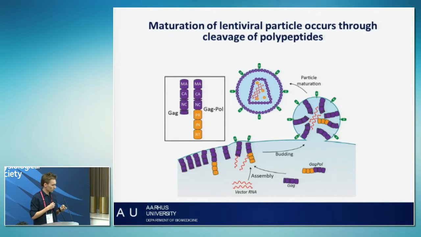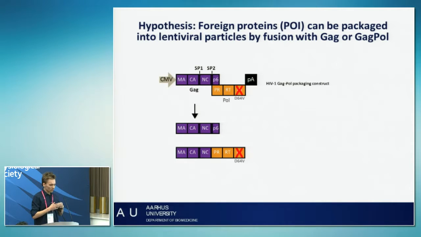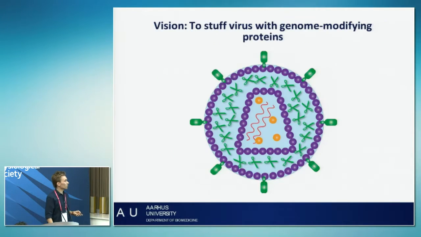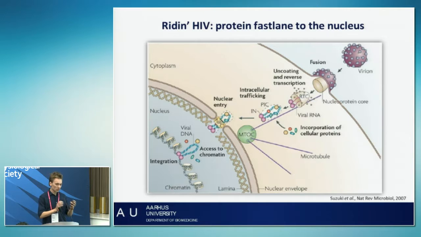So our hypothesis is that we can take advantage of this mechanism and fuse proteins either to the N-terminus of the matrix here or to the C-terminus of the integrase. And the vision for all of this is that we hope to be able to stuff viral vectors with the scissors needed for genomic editing, and thereby, of course, use HIV-1's intrinsic ability to deliver its cargo directly to the nucleus.